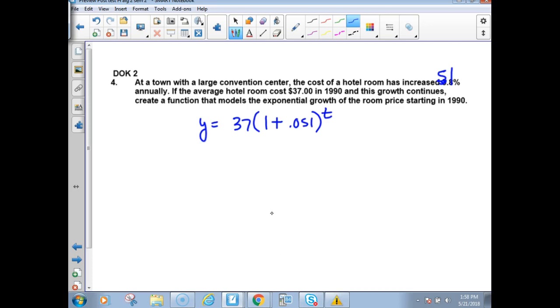Now, you may have simplified it as well. If you did, then you might have written, instead of this, y equals 37 times 1.051 to the t. No, I wouldn't mark off for it.